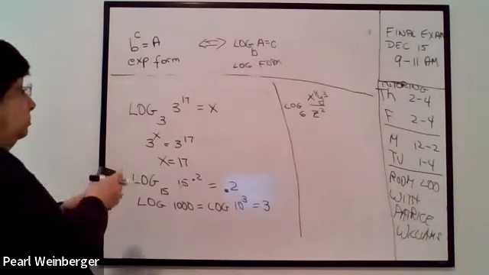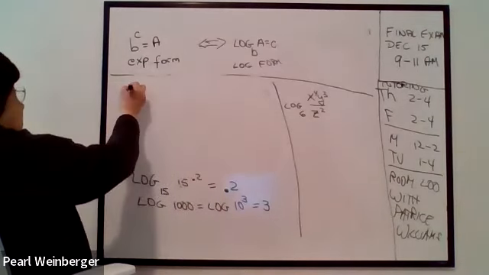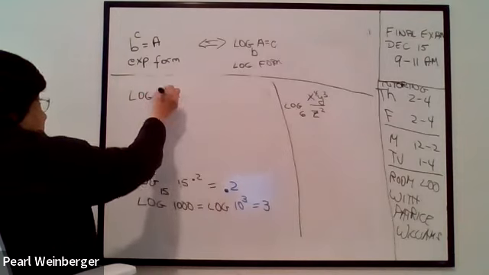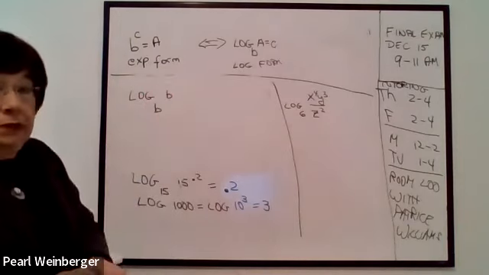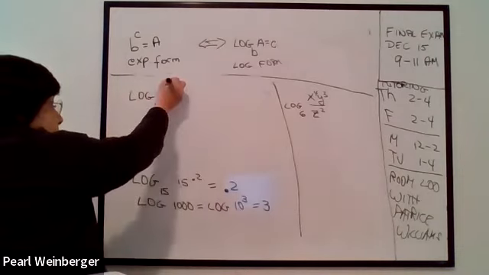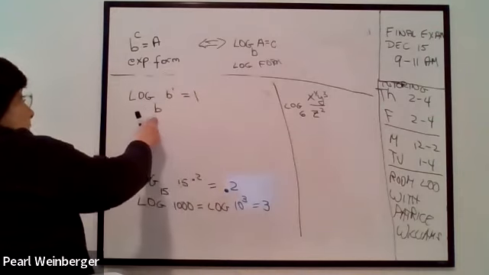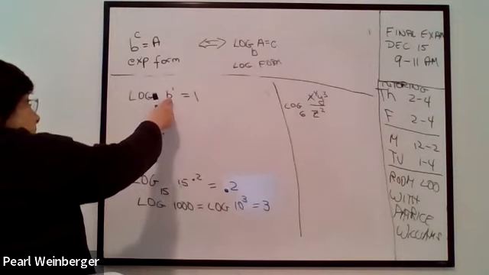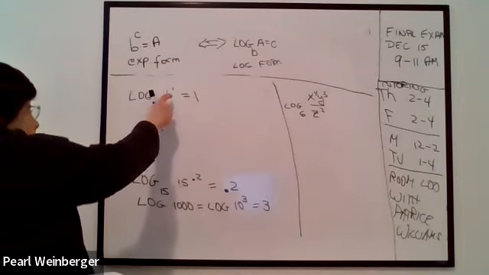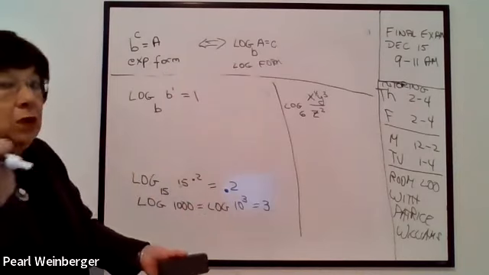Even more so, let's say I ask you, what's the log base b of b? Doesn't matter what the b is. Well, really, this means b to the 1, right? So obviously, this is 1. Anytime the base matches the number that you're taking the log of, then your log has to be equal to 1, because b to the 1 is b.